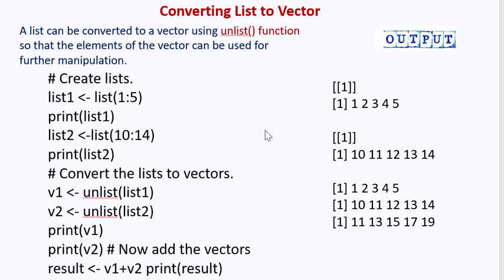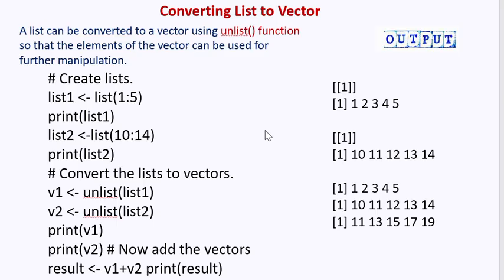In order to convert a list into a vector, we have one more built-in function in R called unlist. From the name itself, we can guess it might be the opposite of list, where the list built-in function is used to create a list. This unlist is used to convert the list into a vector. So let me show a sample.